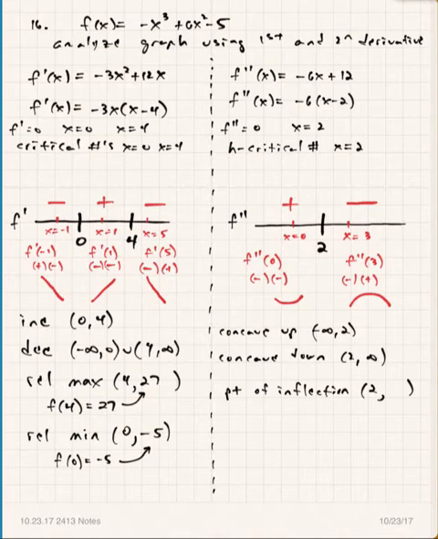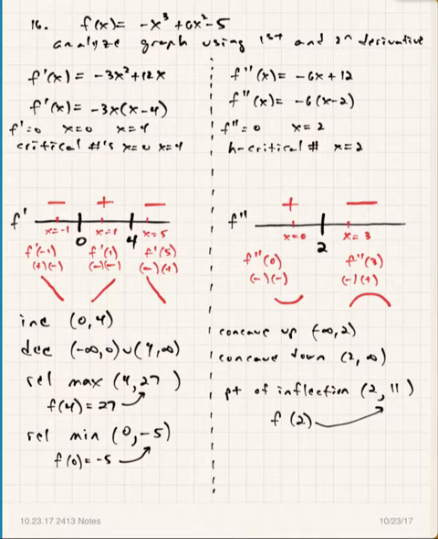And remember, once again, go to the original function to find that y value, right? That's the graph that you're looking at, not the graph of the first or second derivative. You're looking at the graph of the original function. So f of 2 is equal to 11, I believe. Okay, so that's a nice little summary of some of the things that we've talked about.